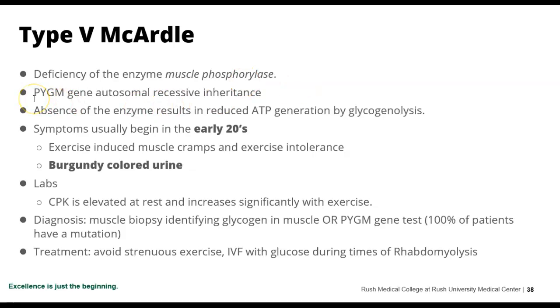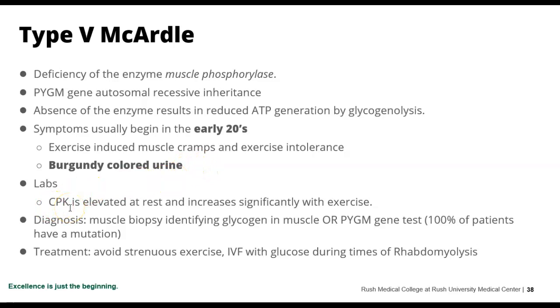It's autosomal recessive, caused by the PYGM gene, and the absence of this enzyme reduces ATP generation by glycogenolysis. Symptoms usually present in the early 20s, sometimes late teens, usually after exercise. So the patient will often say, I started this new weight training thing and I was doing really great, but oh my gosh, my muscles hurt so much when I'm done. And then my urine looks like blood. It's not blood, but it's really dark, cola colored.